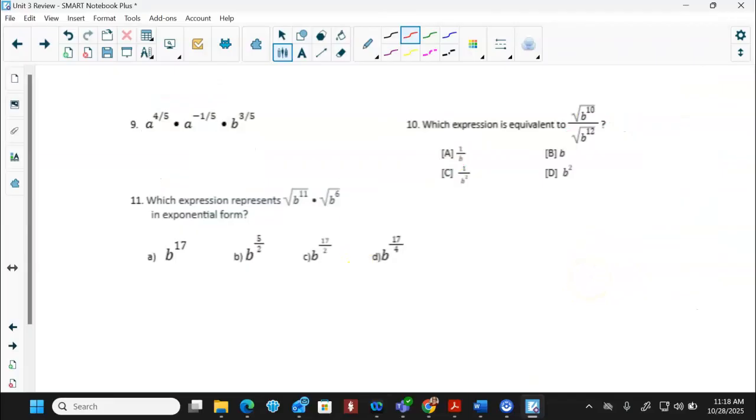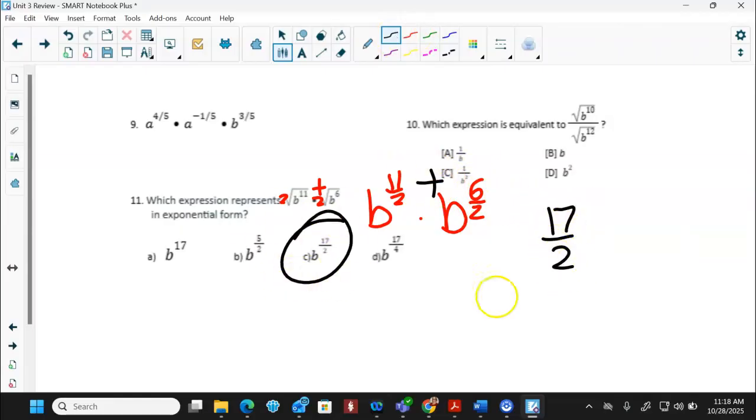Now, lastly, here, you also have a 2 and a 2, but remember that now it's not a fraction. It's on one line, so you're adding it. So we're going to convert it to make it 11/2 times B to 6/2. And again, you're adding their exponents. So 11 plus 6, it's 17/2. So it's going to be B to the 17/2, which is answer C.